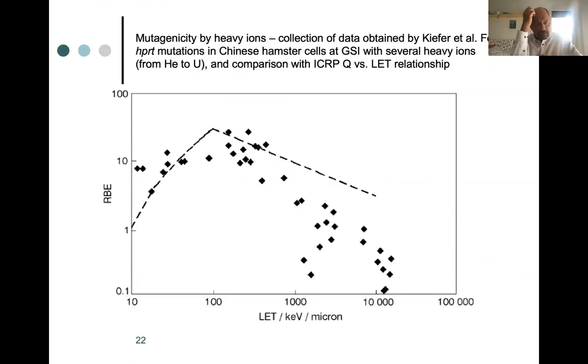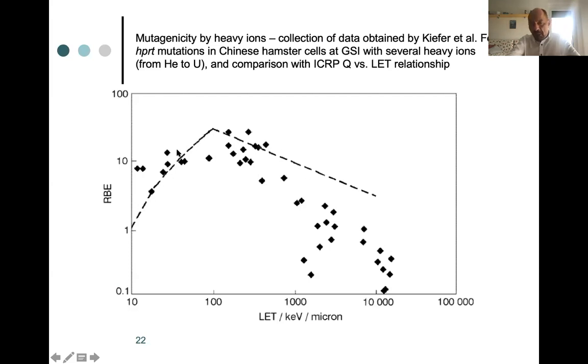Now, finally, the RBE. How is the RBE as a function of LET? No surprise here. This is a collection of data for HPRT in CHO cells. Actually, this experiment was done at GSI with many different ions. The points are all the experimental data with different ions. So you see that there is a lot of scatter, but the behavior is essentially always the same. This curve here is the current ICRP, the International Commission on Radiological Protection, curve for the RBE as a function of LET.